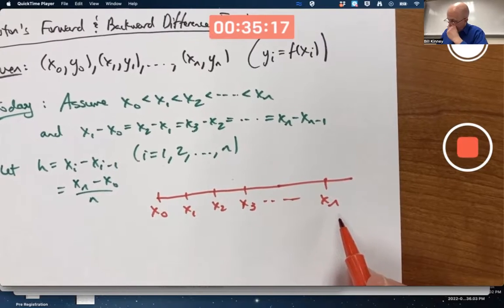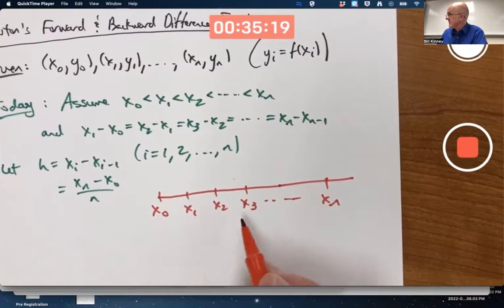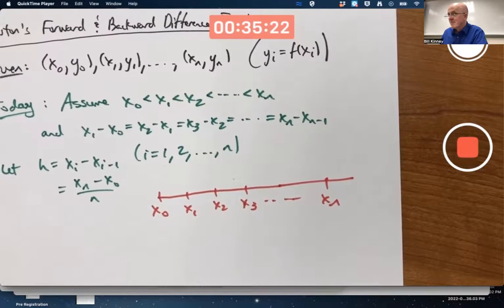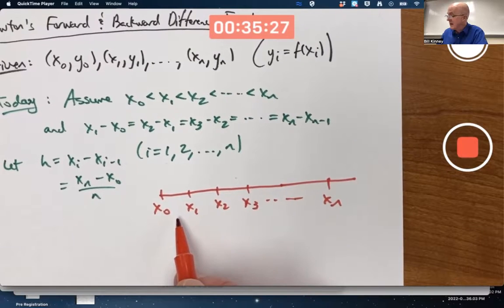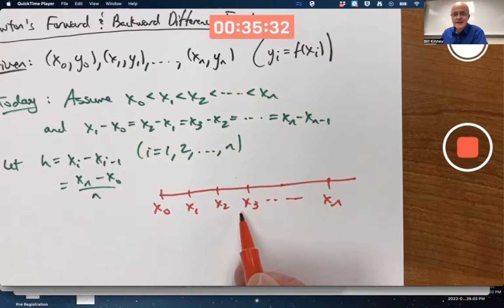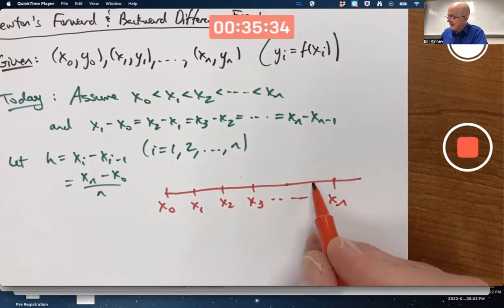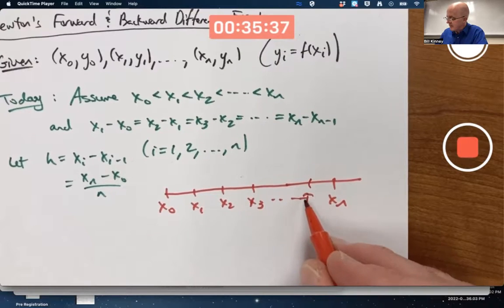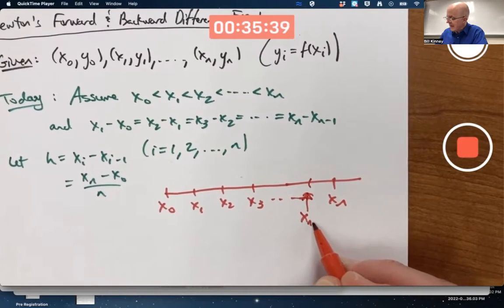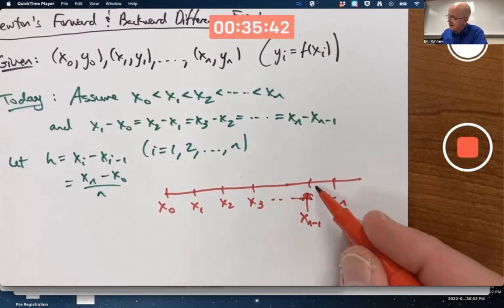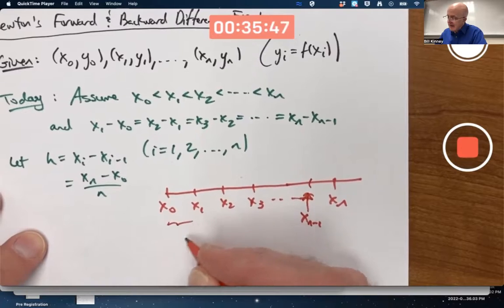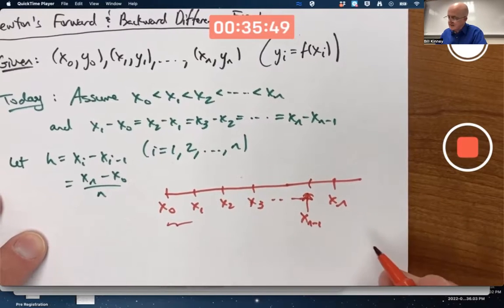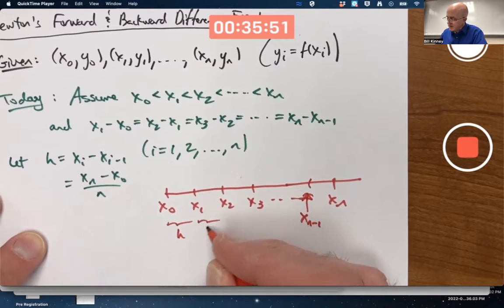n is really the same as the number of subintervals. This is feeling like integration, isn't it? From calculus. n is the number of subintervals. There's the first subinterval. Its right endpoint is x1. The second subinterval, its right endpoint is x2. The third subinterval, its right endpoint is x3, etc. The last nth subinterval would have a right endpoint of xn. The second to last point there is xn minus 1. h is the entire length divided by the number of pieces. That is the length of each one of these subintervals here.